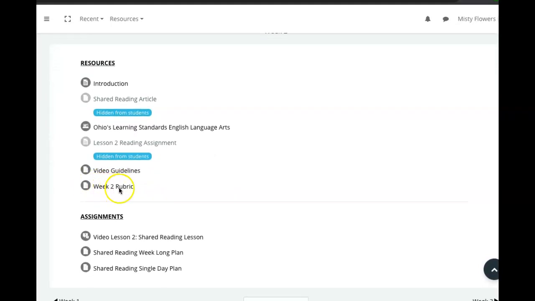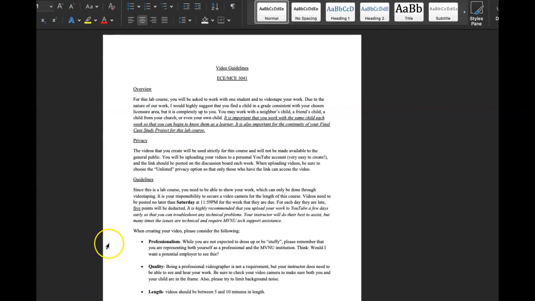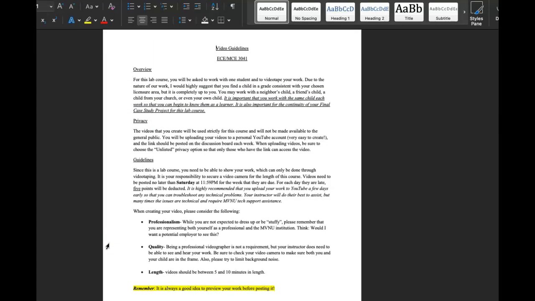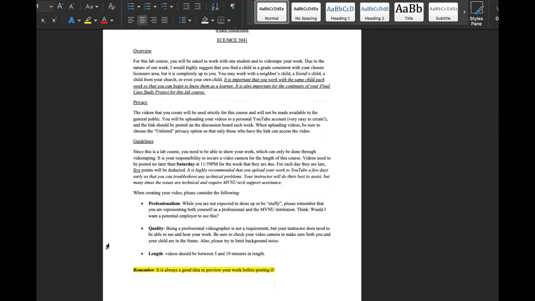Please remember to look at the rubric that I use to score your videos. And most of all, be sure to check out the video guidelines. Make sure, first of all, that your volume is up and that you and the student can be easily heard in your videos. Your videos should only be 5 to 10 minutes in length.